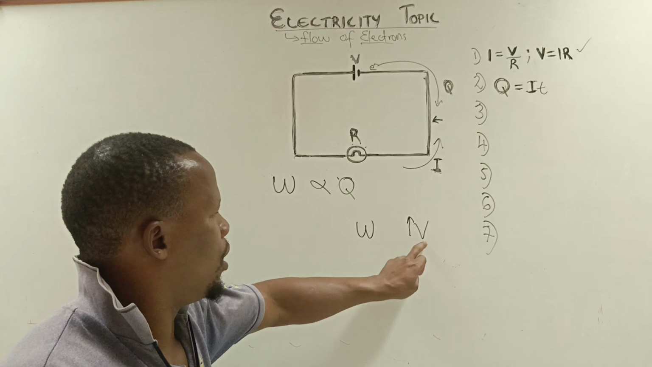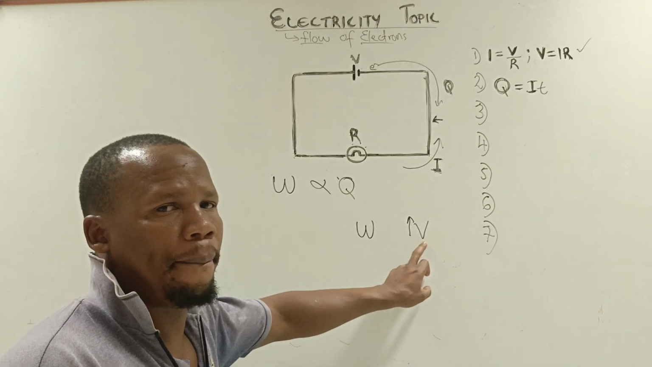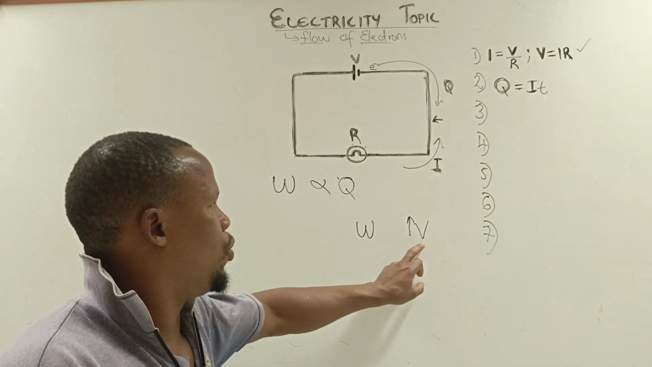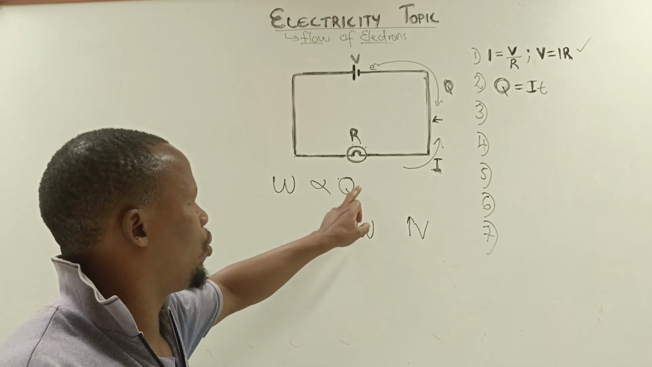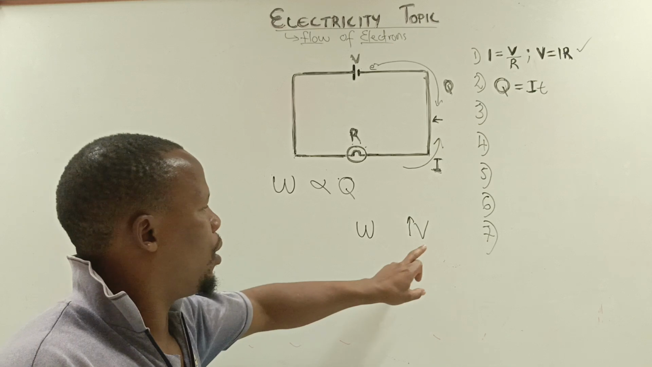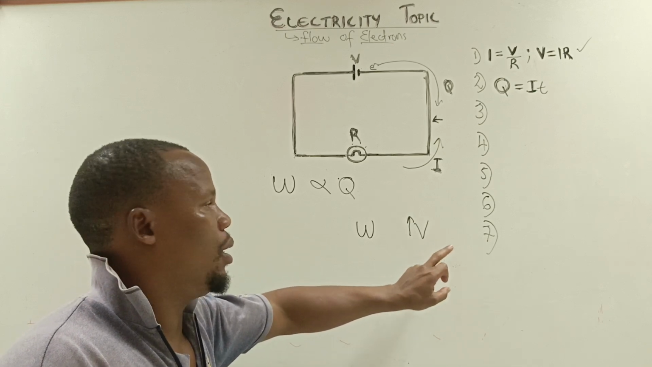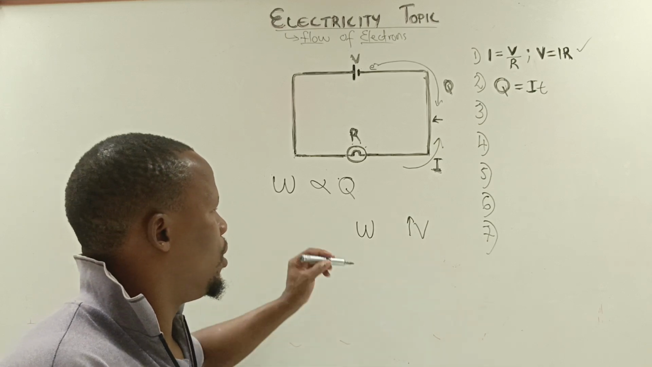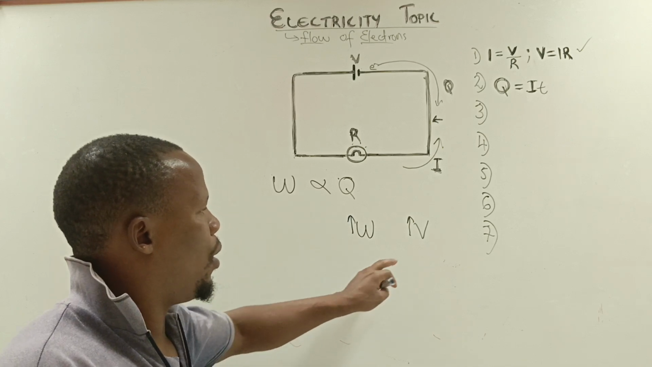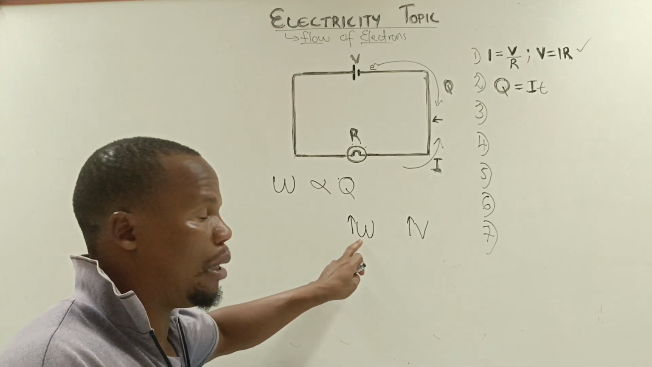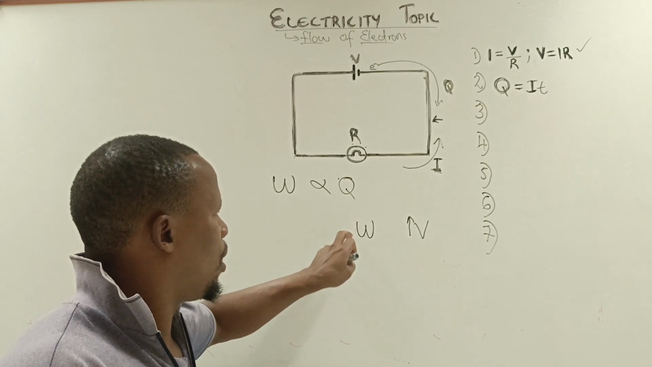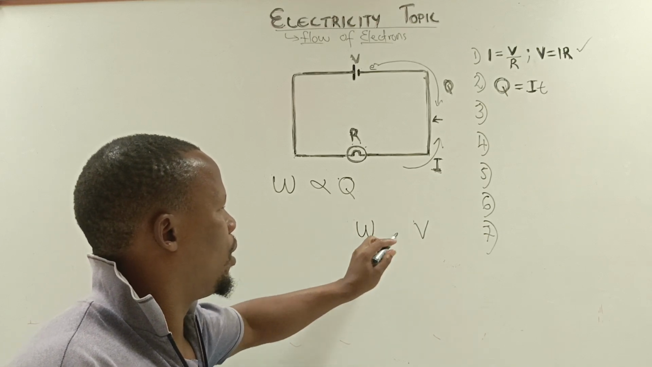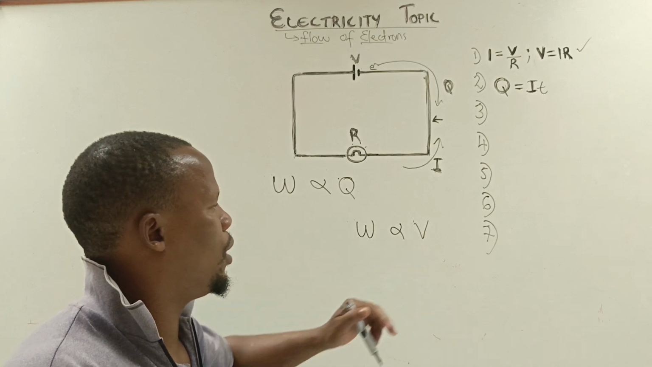How is the voltage? Voltage is going to push a lot of electrons, so if you increase the voltage, the amount of work done in the circuit is going to increase. So similarly, work done is directly proportional to voltage.